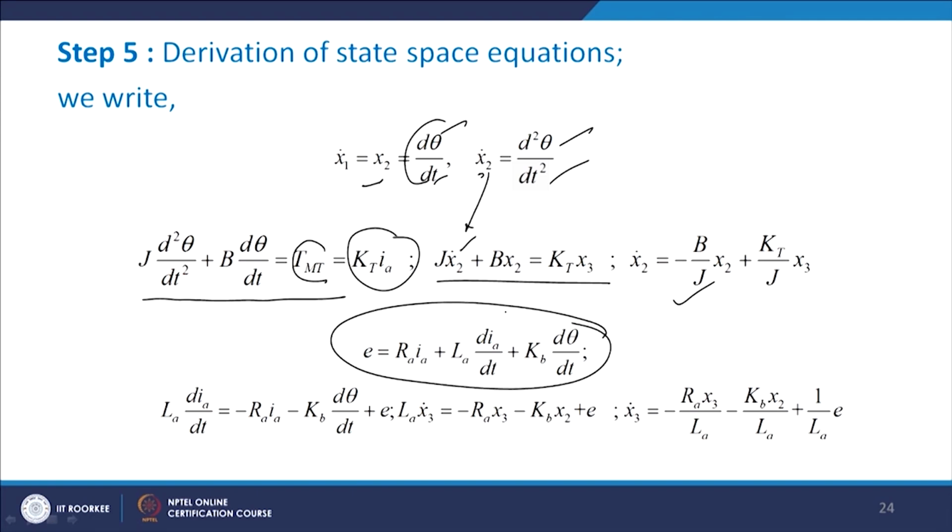Now this is the equation for the armature circuit: E equals Ra into I plus La di by dt plus kb d theta by dt. Again we have taken this part on one side and the other part on the right side, and replacing all the state variables we have got the expression for x3 dot like this. Now the state space model of an armature controlled DC servo motor can be written like this.